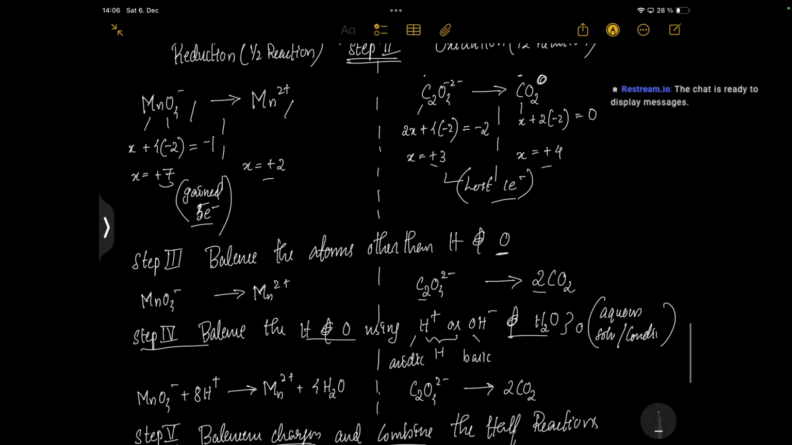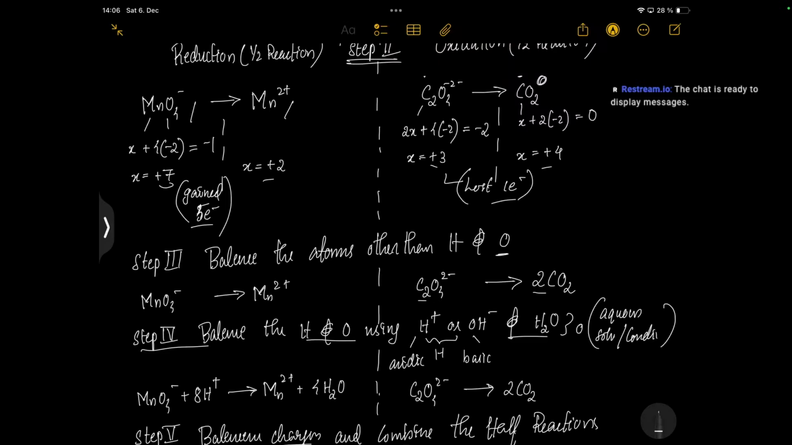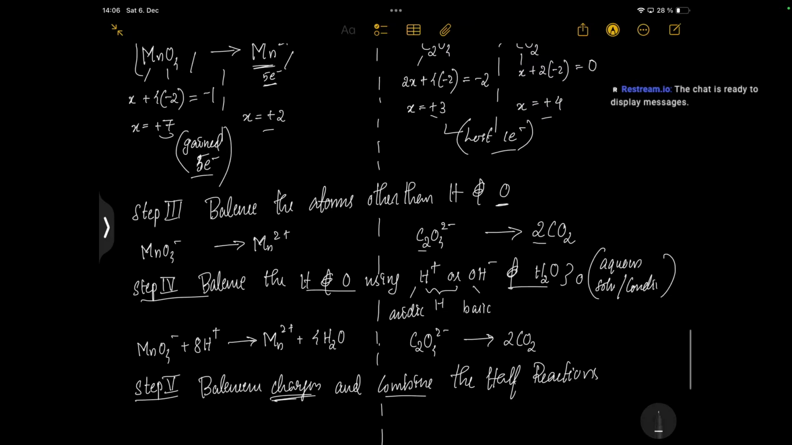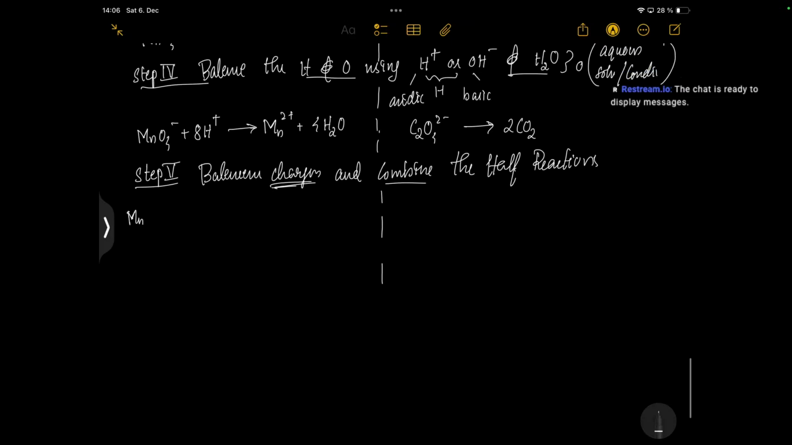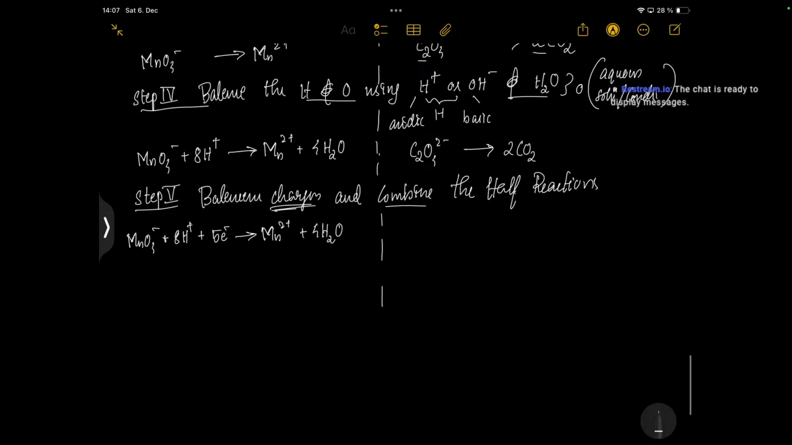So it gained 5 electrons. I'm sorry again. So if it gained, this manganese has 5 electrons more compared to the reactant manganese. So to balance that, we're gonna add these 5 electrons to the reactant side. That means MnO4 minus plus 8H plus plus 5e minus, that's the electrons, gives Mn2 plus plus H2O. Yep, that's how balancing the charges looks like.